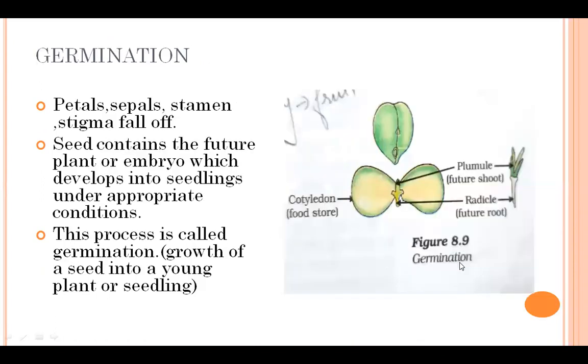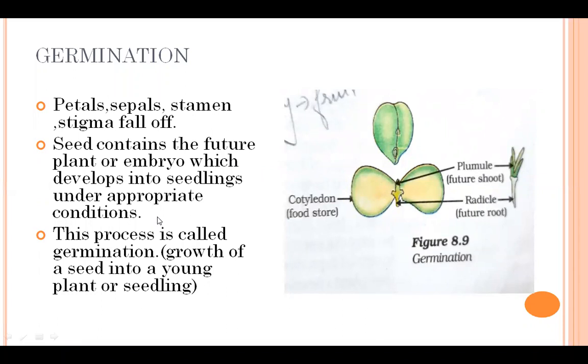Now, as I told you, when fruit is formed from the flower, after petal, sepal, stamen, stigma fall off, they fall off, and the seed contains the future plant or embryo. Now, what is germination? All of you know what is germination. So germination is when a seed develops into seedlings under appropriate conditions.